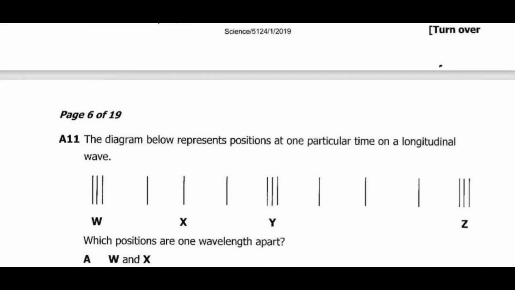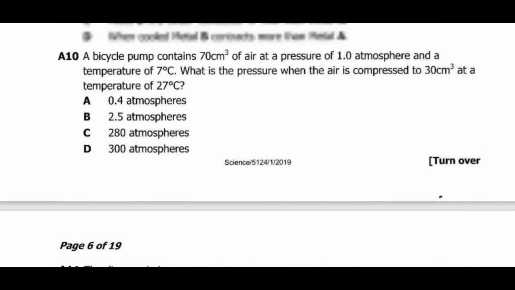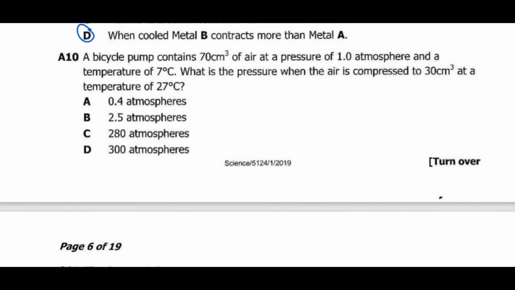We move on to question 10. A bicycle pump contains 70 cubic centimeters of air at a pressure of 1.0 atmosphere and temperature of 7 degrees Celsius. What is the pressure when the air is compressed to 30 at a temperature of 27?